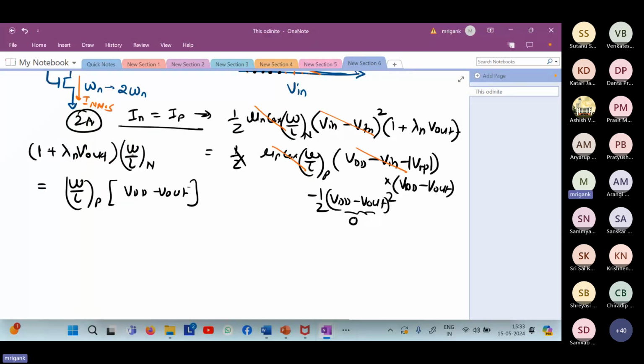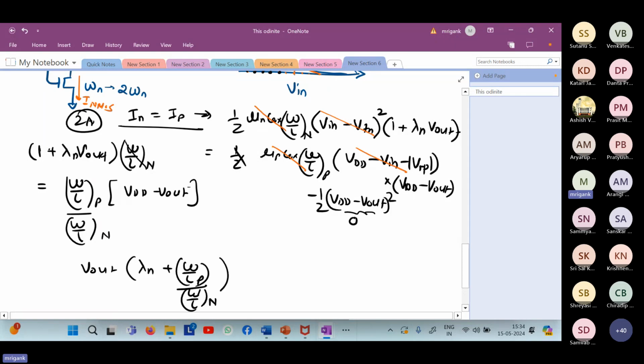So this is W by L N, and this is going to be VDD. So V out, if you see, lambda N plus W by L P upon W by L N, is equal to VDD, the same value, times W by L P upon W by L N minus 1. And then I can divide the whole thing.